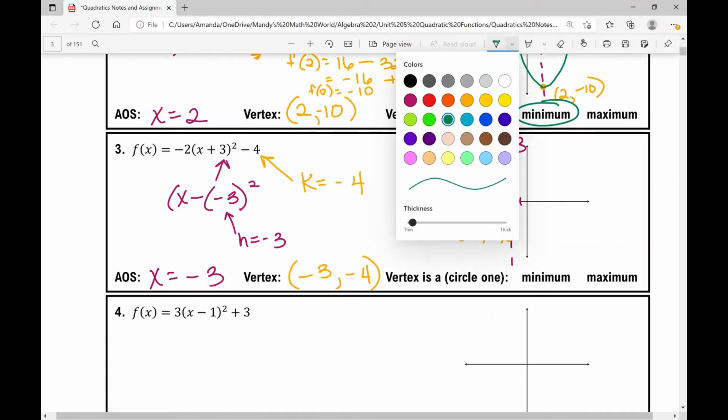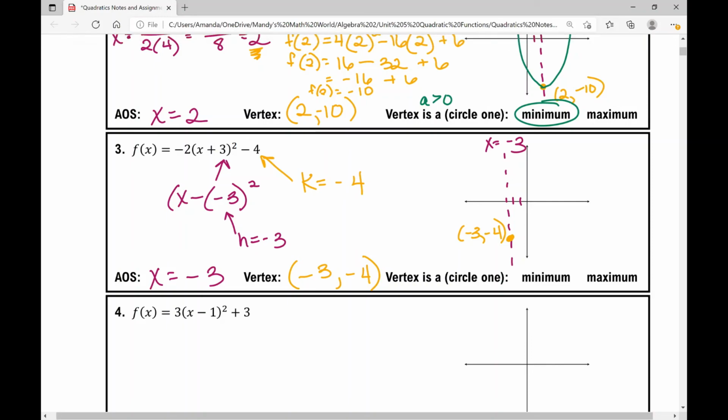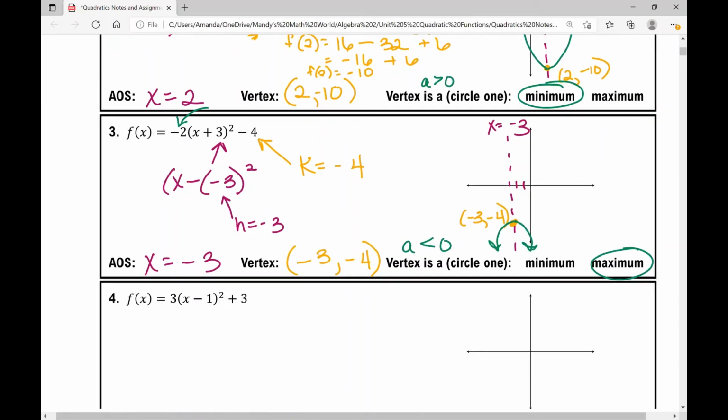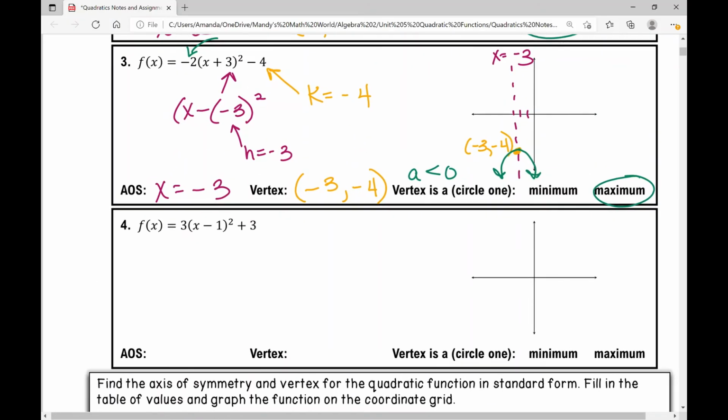And now let's determine, is this parabola going to open up or is it going to open down? You have an a value right here that's less than 0. That's negative. It's a negative 2. Your a value is less than 0, so is it going to open up or is it going to open down? My parabola is going to open down, which means that vertex is a maximum. Let's move on to the very last one.